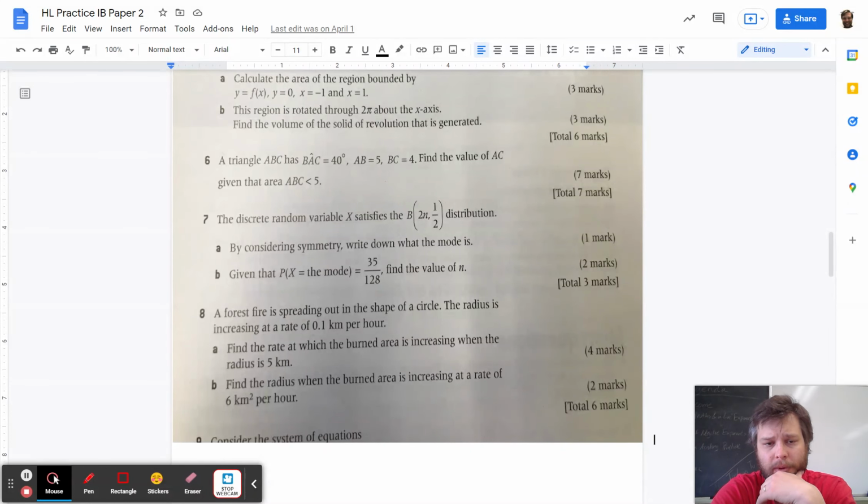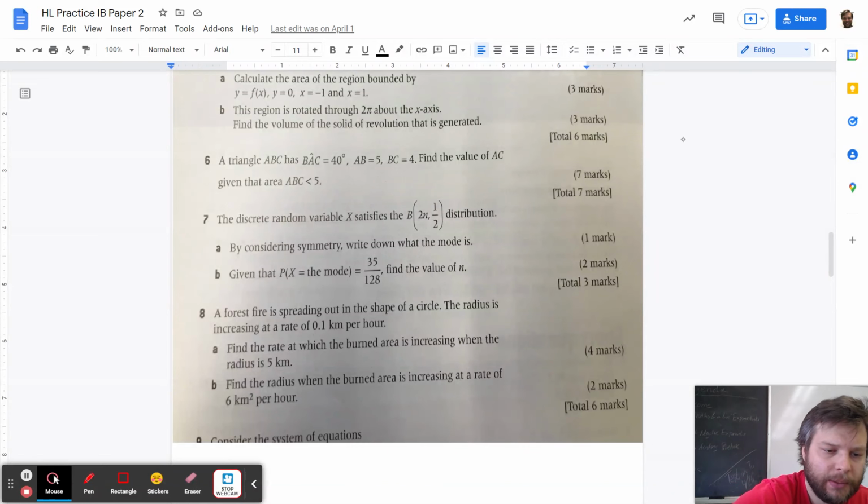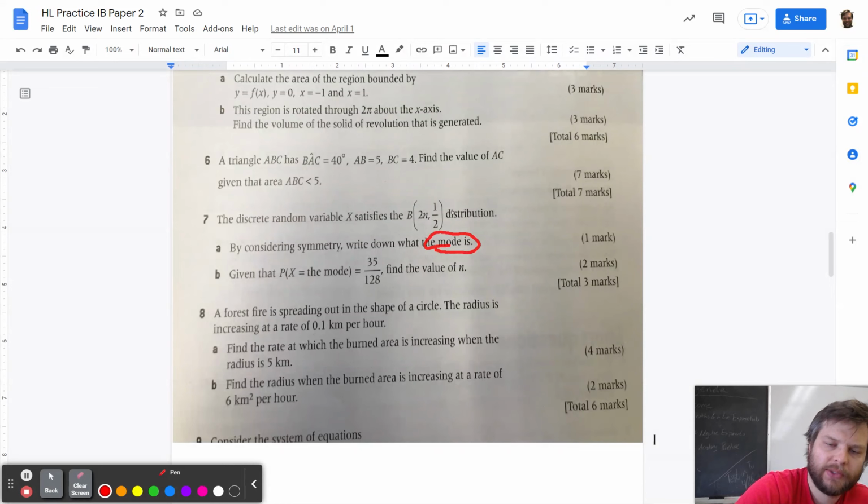All right, so some of us were working on the discrete random variable with a binomial distribution, and we were having a hard time thinking just about what the word mode means. So I'm looking here at problem 7, and rather than just giving the answer, I want to make sure we understand what it means to have a mode even with a binomial distribution.